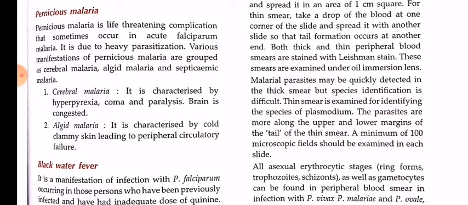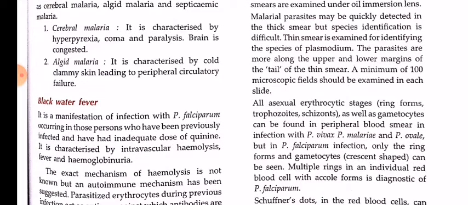Pernicious malaria is a life-threatening complication that sometimes occurs in acute falciparum malaria. It is due to heavy parasitization. Various manifestations of pernicious malaria are grouped as cerebral malaria, algid malaria, and septicemic malaria. Cerebral malaria is characterized by hyperpyrexia, coma, and paralysis. Brain is congested. Algid malaria is characterized by cold clammy skin leading to peripheral circulatory failure.